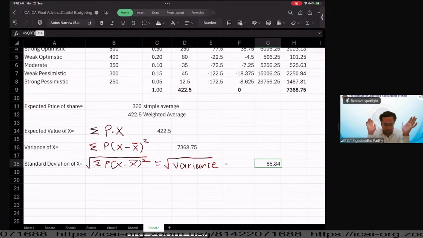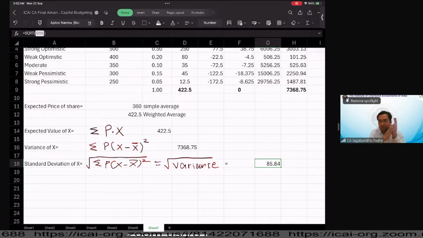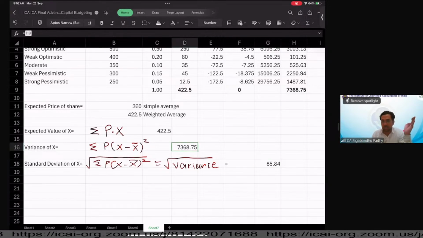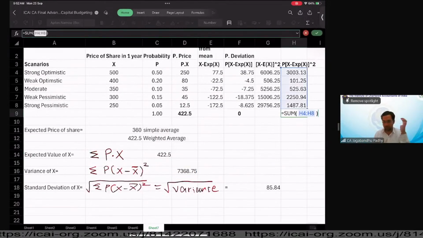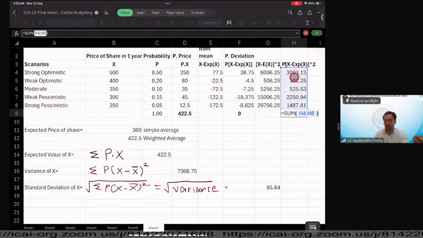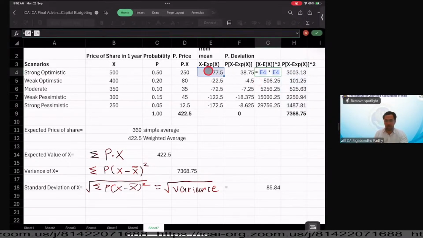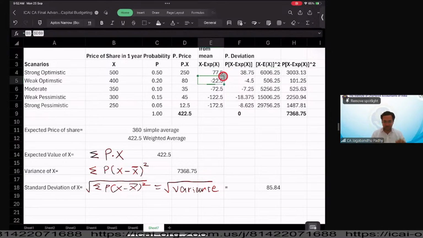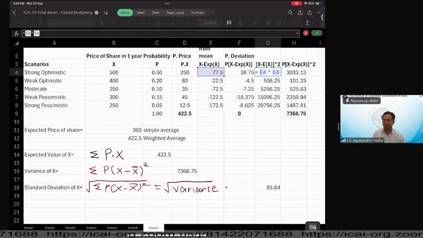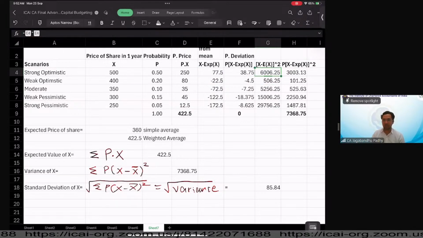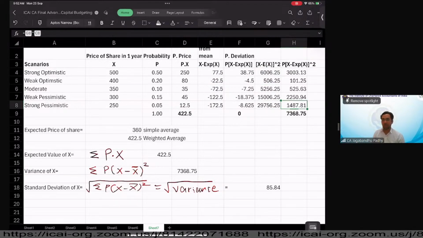Okay, so 85.84 is the standard deviation number, right? How 7368.75? This is just the total of these numbers. So what we have done is, first we took the square of this. Okay, this is the square of x minus expected value. It's not square of p into x minus expected value, because I want to remove the negativity. There is a negativity over here, right? So let's try to remove that negativity by simply multiplying it with itself. And after that negativity has been removed, then you multiply it with probability.